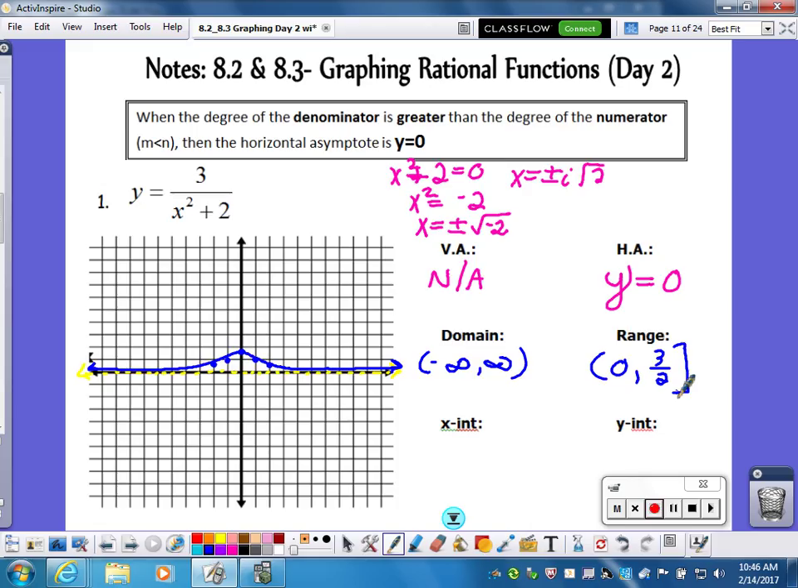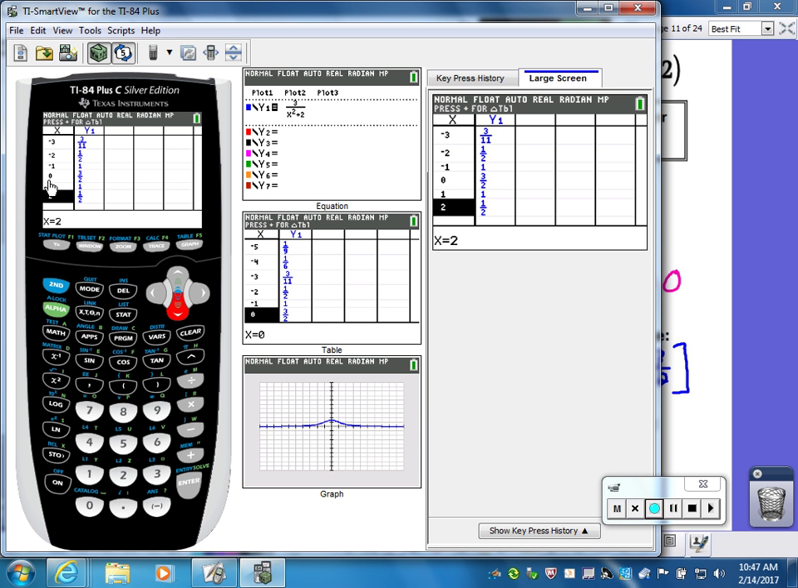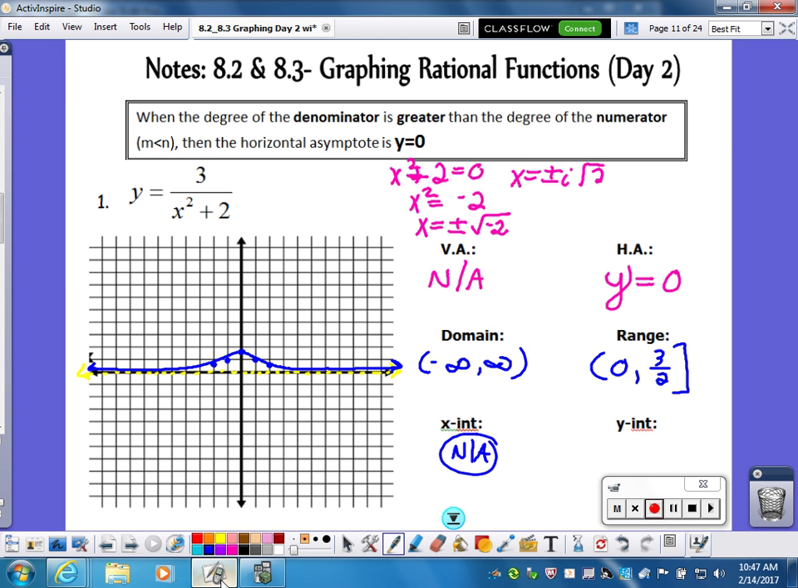Because we have an asymptote at y equals 0, we have no x-intercept. And the y-intercept here, remember, once again, you can go to your calculator for that y-intercept. It's right there at (0, 3/2). So our y-intercept here is (0, 3/2).